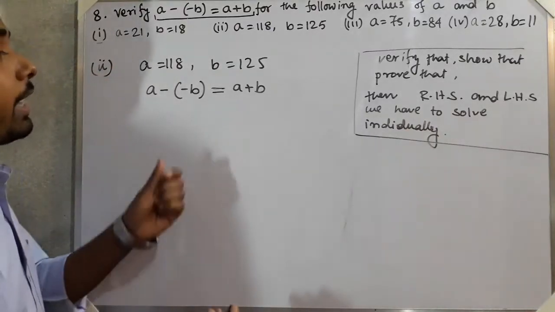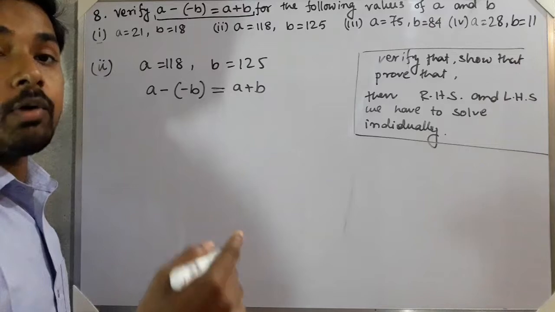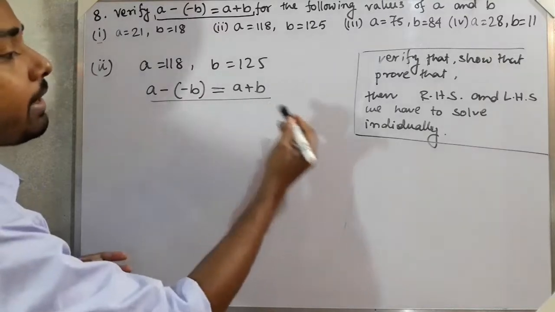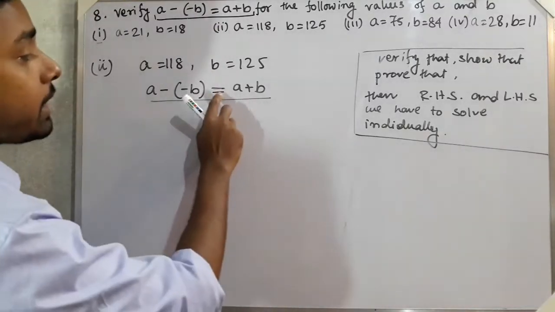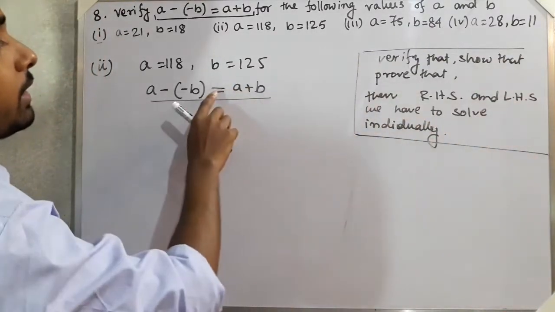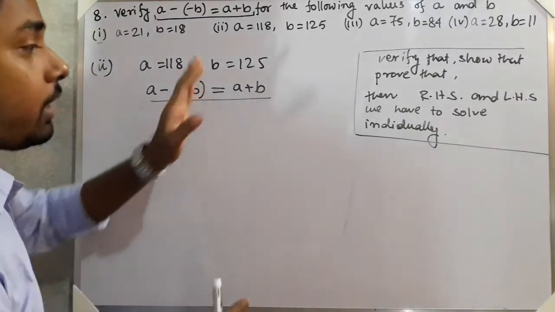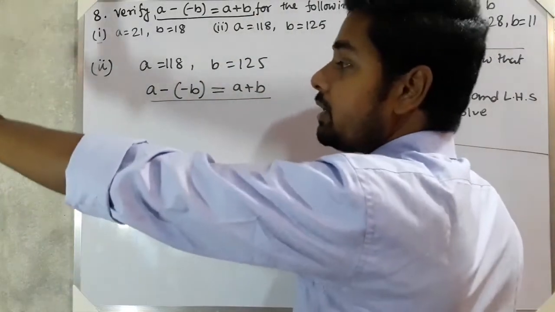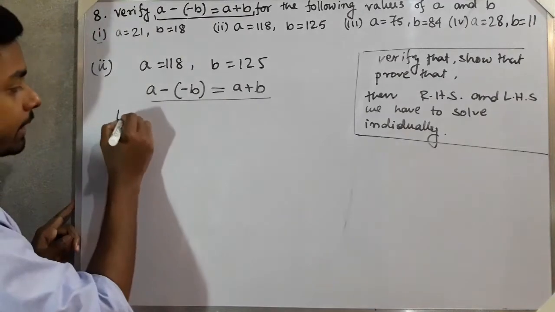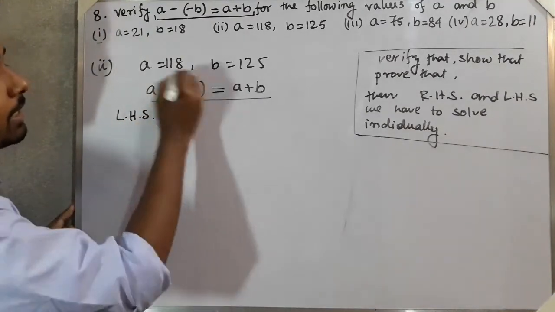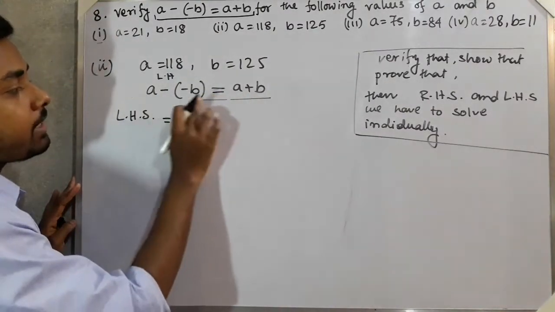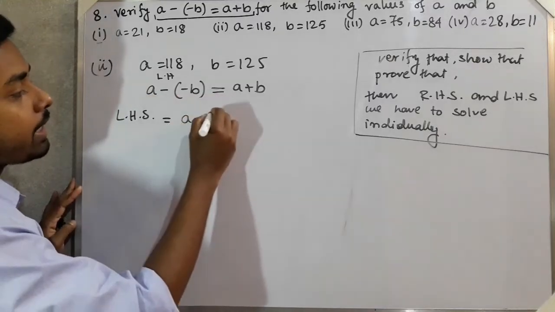Now, how can you separate the left hand side and right hand side? How can you identify, from this equation, which one is the right hand side and which one is the left hand side? Suppose this is the equal sign: the right side of it is the equation's right hand side, and the left side of it is the equation's left hand side. So we are taking the left hand side first, and this one is the left hand side.